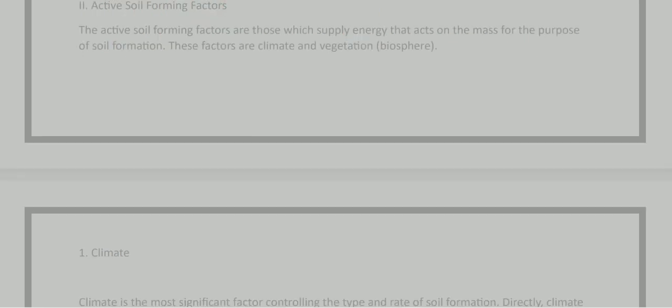2. Active soil forming factors. The active soil forming factors are those which supply energy that acts on the mass for the purpose of soil formation. These factors are climate and vegetation, biosphere. 1. Climate. Climate is the most significant factor controlling the type and rate of soil formation.